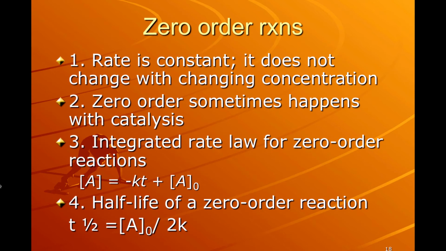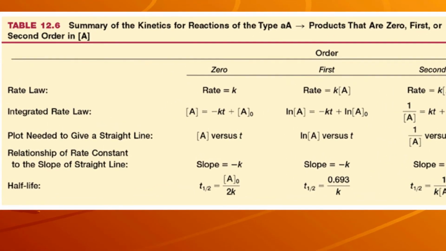There is an integrated rate law for a 0th order, but it's not on your equation sheet. You don't need to worry about it. The half-life, you also don't need to worry about this equation. We can summarize them all looking at table 12.6. It kind of lays them all out. So that's not a bad thing to look at in your book.